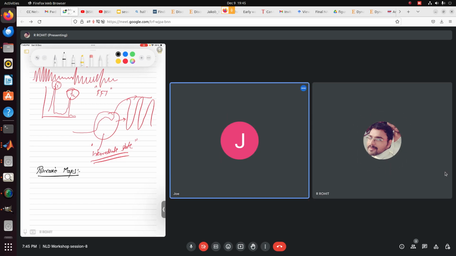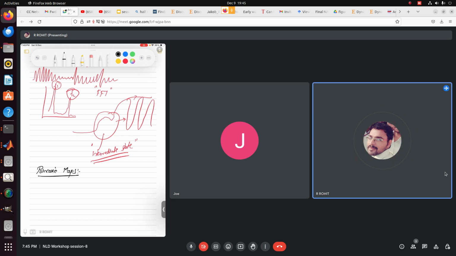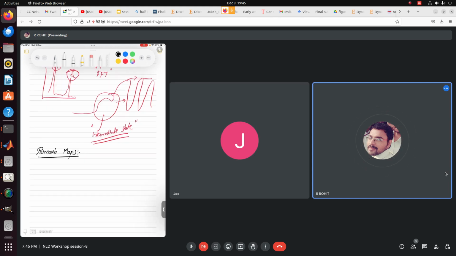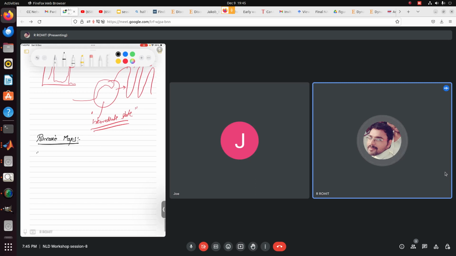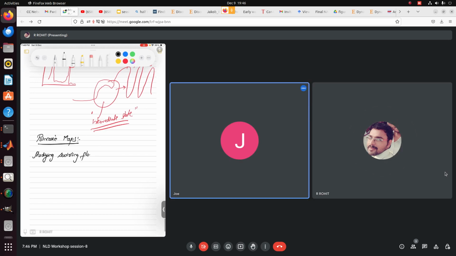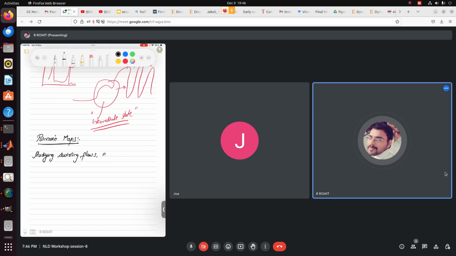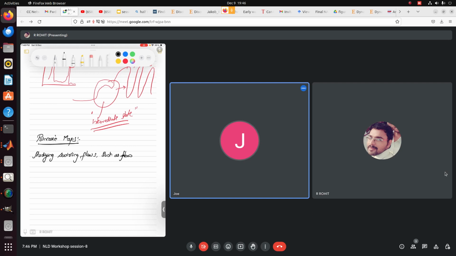So these Poincare maps are useful for studying swirling flows, such as the flow near a periodic orbit. Till now we were discussing everything on closed orbits. Now we are discussing this, so I will just write it down. They are useful for studying swirling flows, such as flow near a periodic orbit.